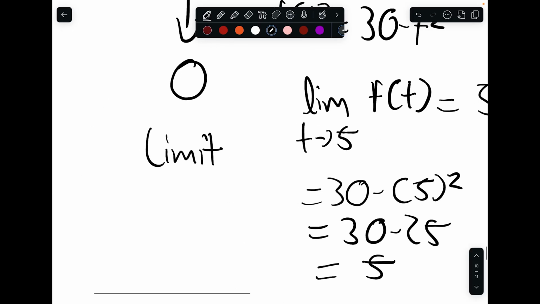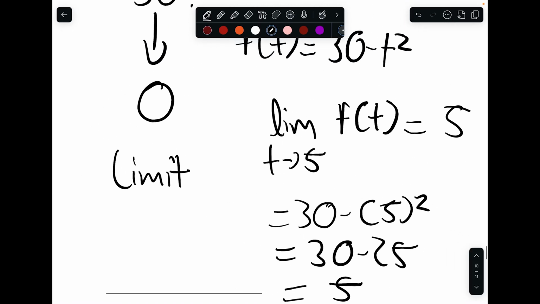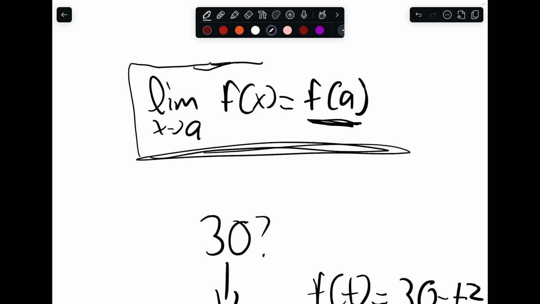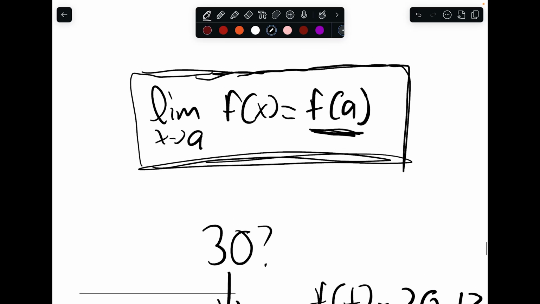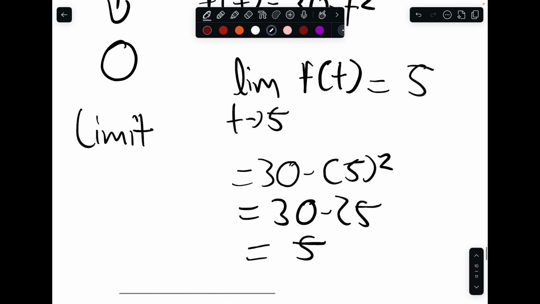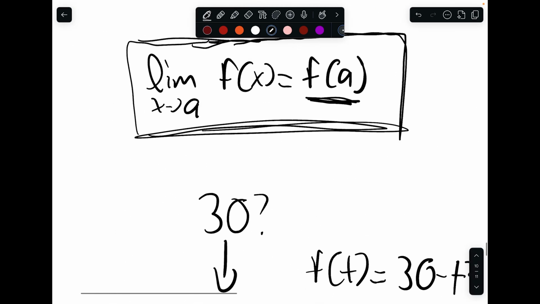Pretty simple. These types of limits are pretty common, and to be honest with you, you are going to be using this method as your first step for evaluating functions. This is something you're going to do no matter what limit you see. So you always do this first when evaluating limits. You just plug in what your variable approaches.